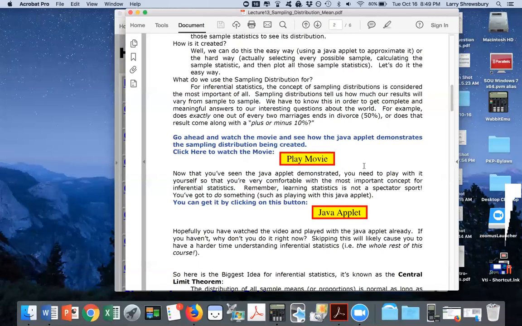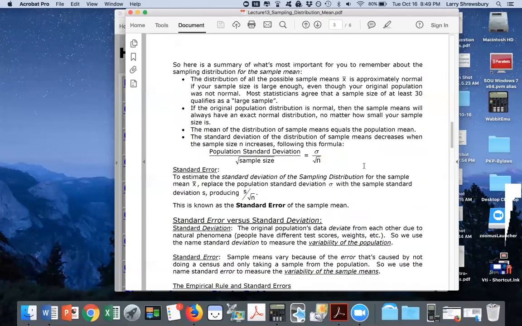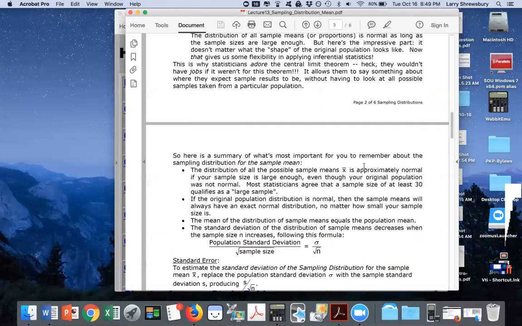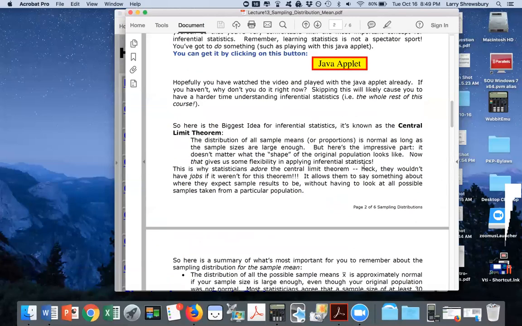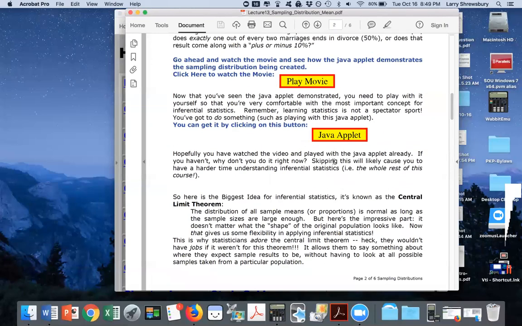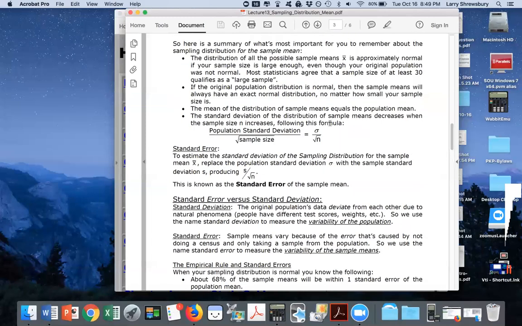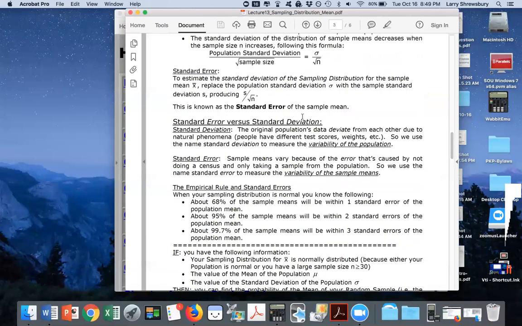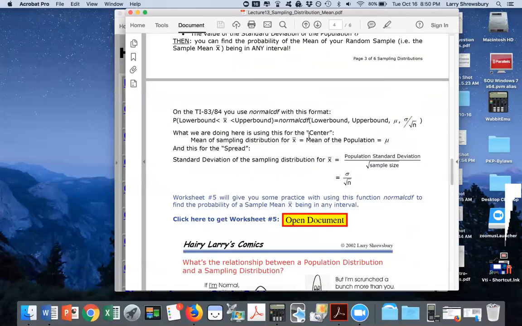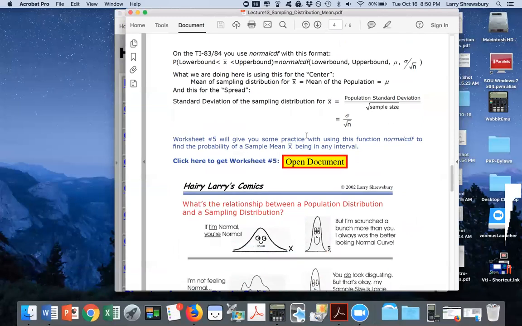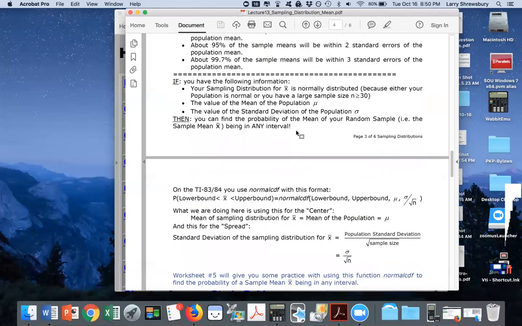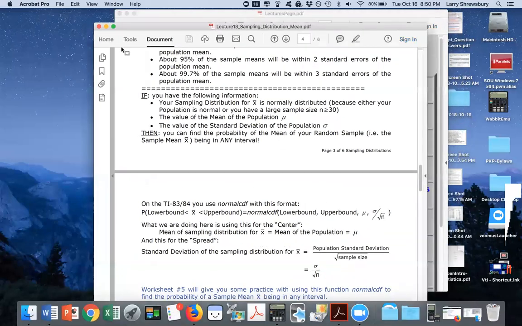Yeah, you could do a compare and contrast map for that, like I showed you. And the spread for a population distribution is a population standard deviation. But the spread for a sampling distribution is known as the standard error. So that's a new concept you'll be wrapping your head around. But once again, really kind of go through this and play around with that Java applet to try to really understand what a sampling distribution is.